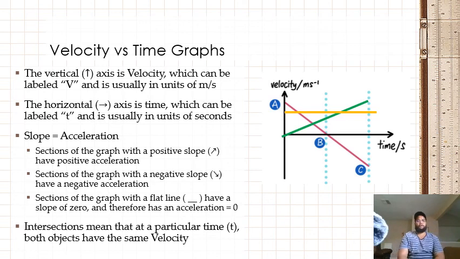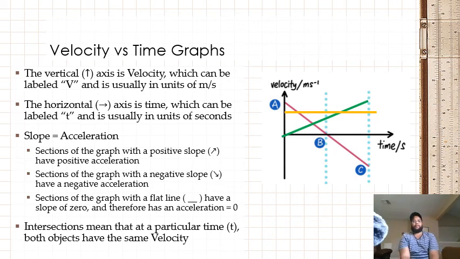So sections of the graph with a positive slope, like the green line, have positive acceleration. Sections of the graph with a negative slope, like the red line, have negative acceleration. And sections of the graph with a flat line, like the yellow line, have a slope of 0, and therefore an acceleration equal to 0. Usually for this level of physics, we won't have changes in acceleration. So velocity versus time graphs will usually have straight lines on them.